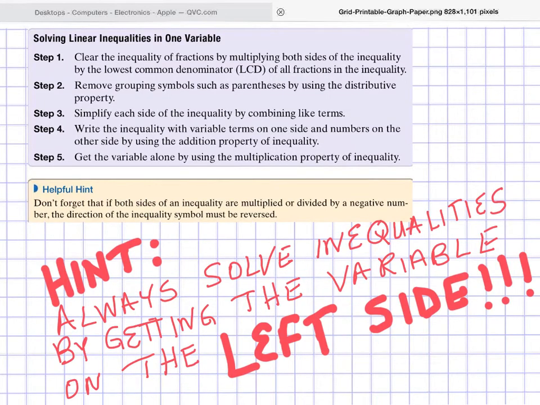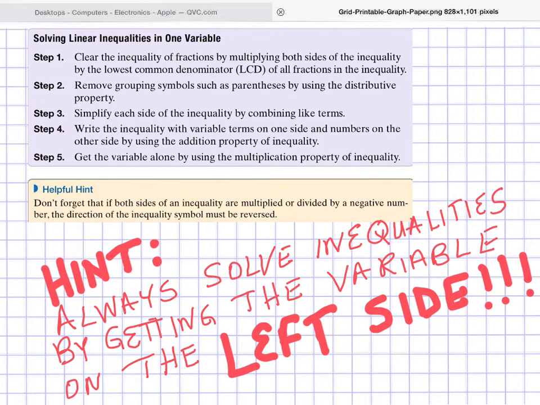Now, look at this slide. There's a lot going on, but I did this on purpose. To solve linear inequalities in one variable. Step 1. Just like solving equations, clear the inequality of fractions by multiplying both sides by the LCD.